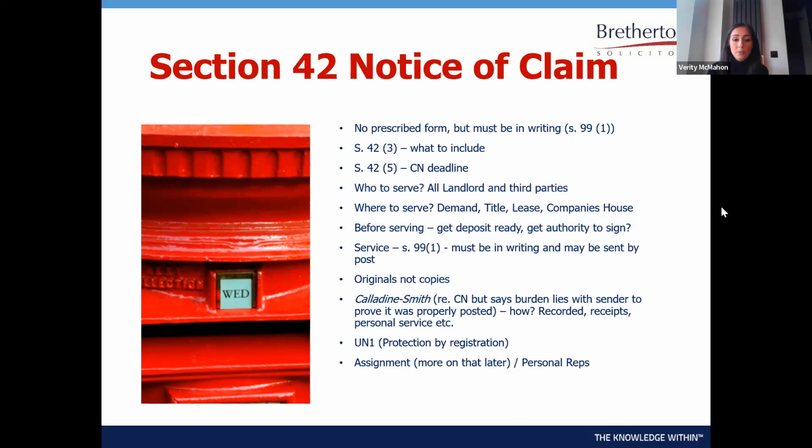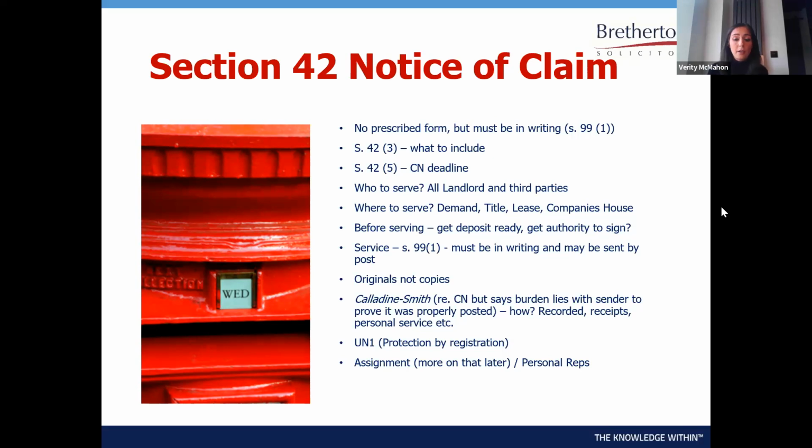Service is all kept under Section 99(1). It must be in writing and it may be sent by post. Emails, I wouldn't risk it unless it's pre-agreed. It's not a deemed valid way of serving a notice. Always serve by post. Always get proof of service. Send this by special, courier, anything with proof, basically. And always send originals of the signed notices, not copies. Again, that can invalidate the notice.